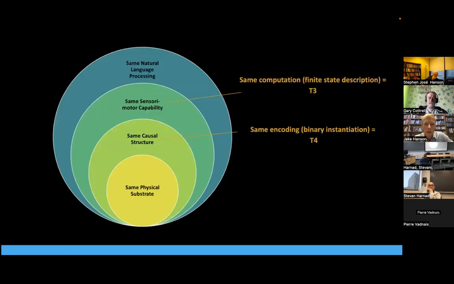So to return to this hierarchy, basically, if you have the same computation, those are going to be T3 indistinguishable, assuming you have the same hardware. And then if you have the same encoding of that computation, those are going to be T4 indistinguishable, which is more of a match than T3.